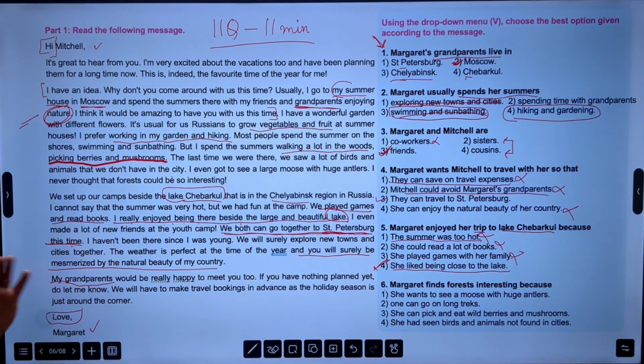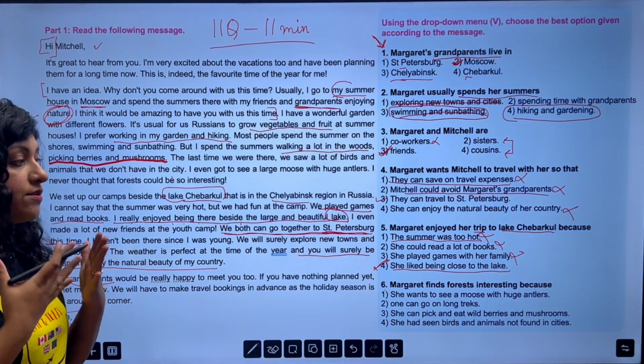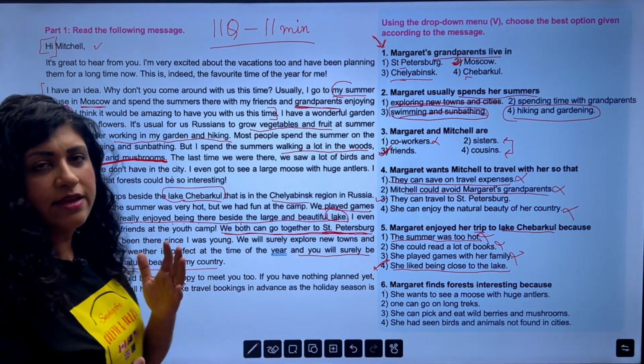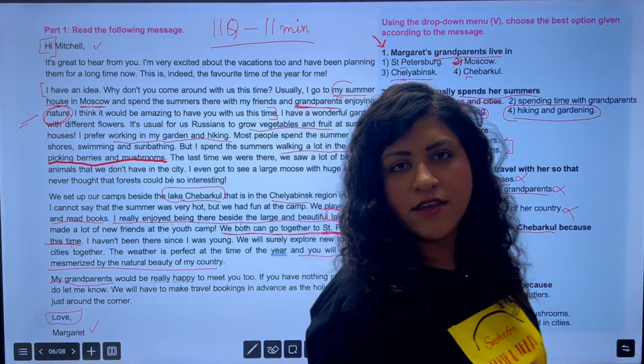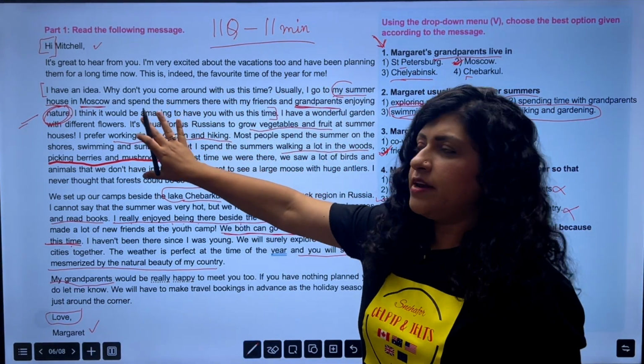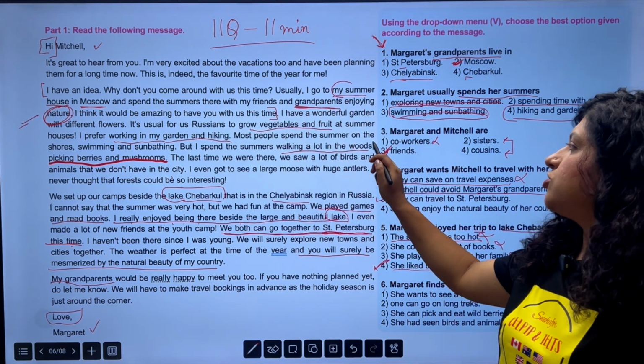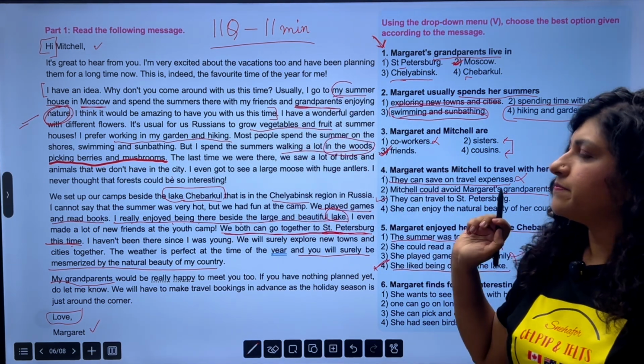And then question number 6 says Margaret finds forests interesting. Now we have to search for the reason that why Margaret thinks forests are interesting. So if you remember, we read this paragraph and related to forests, some sentence was there definitely when she talked about woods.